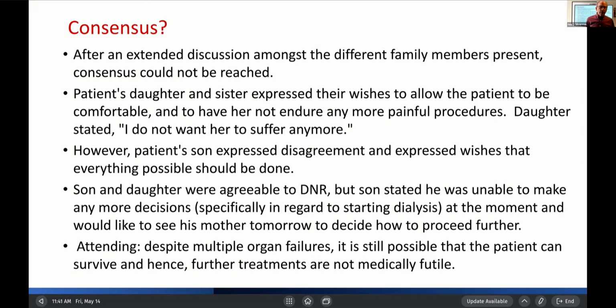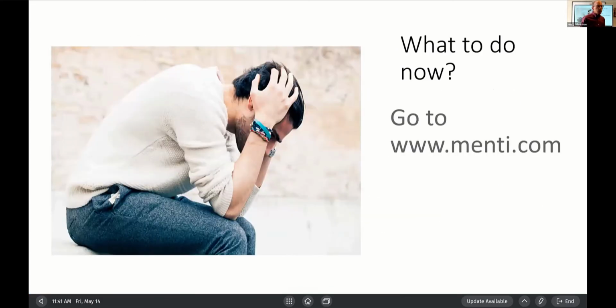The attending, despite multiple organ failure, thought it was still possible that the patient could survive, and hence thought that further treatments were not medically futile. So what should we do now?